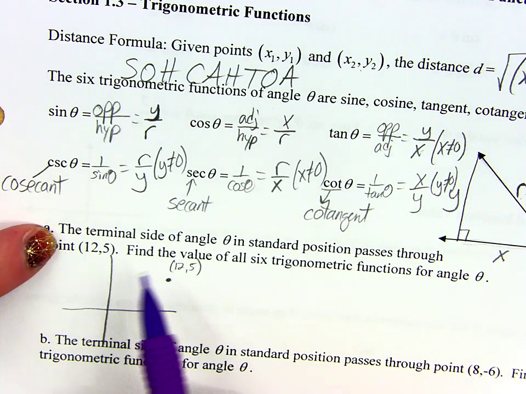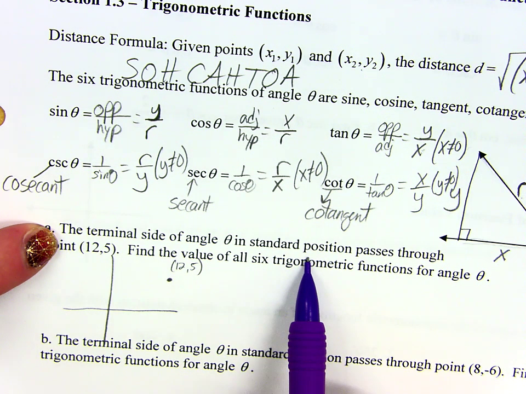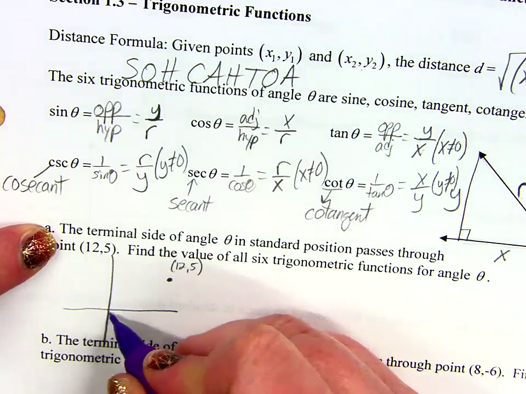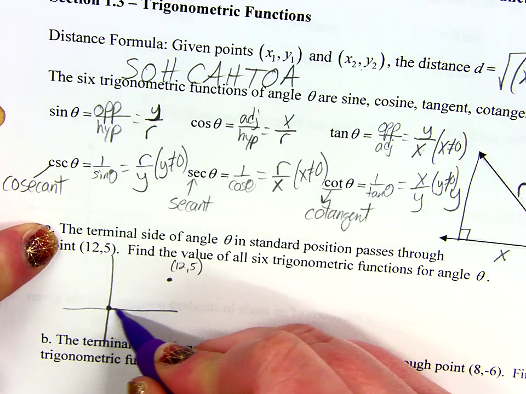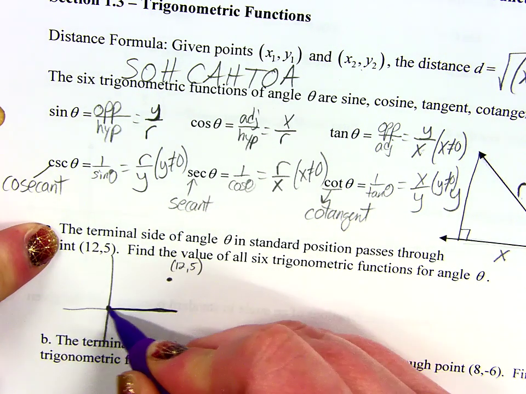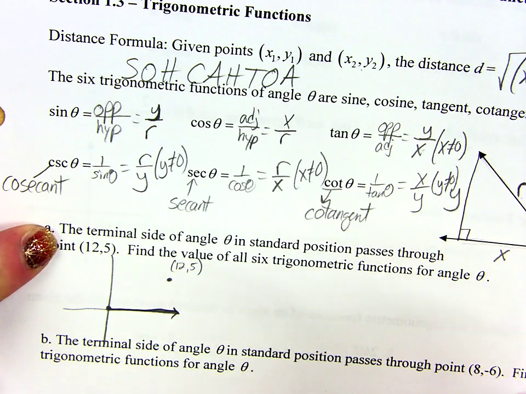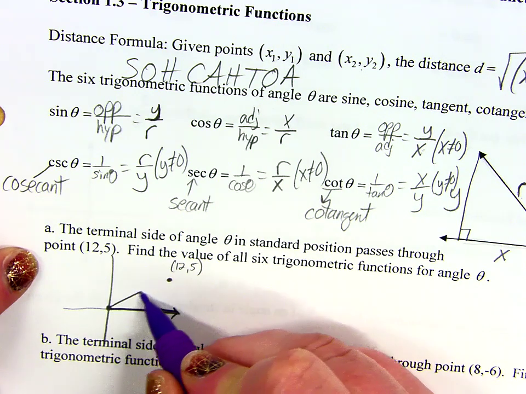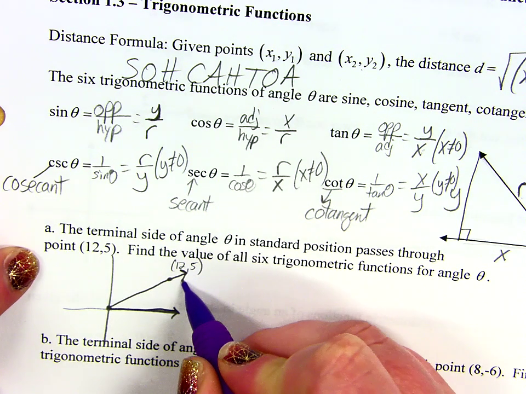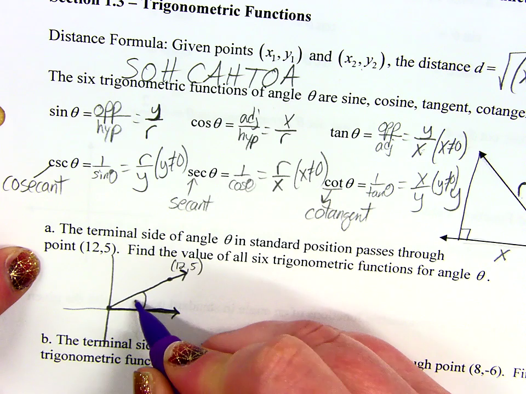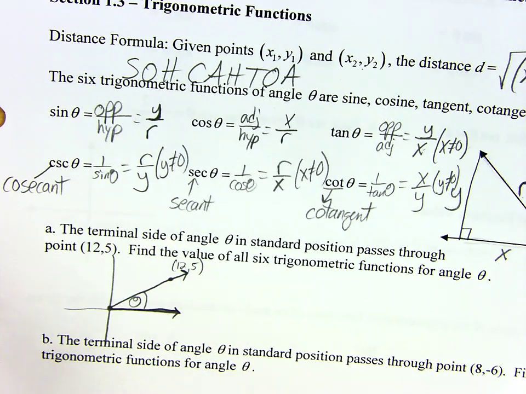So let's reread. The terminal side of an angle theta in standard position. That means I have an angle. One side is along the x-axis, and then the other side, the terminal side, they're saying goes through this point. So that's my angle theta that they are talking about. I'm supposed to find the value of all 6 trig functions for this angle.